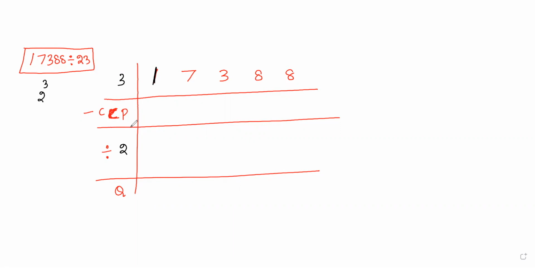Any quotient digit is there? Hello? No? Anybody in the class? Yeah. No quotient there. So there is no crisscross product.